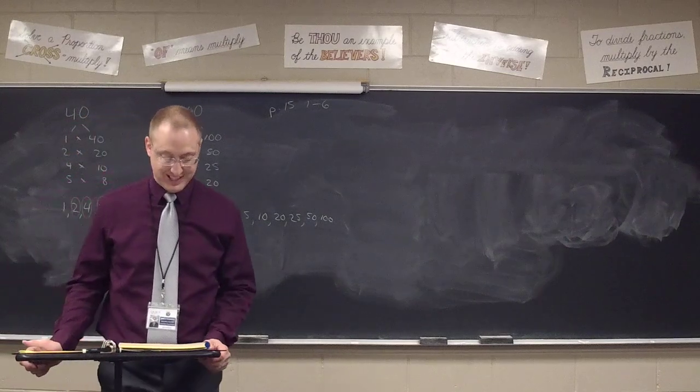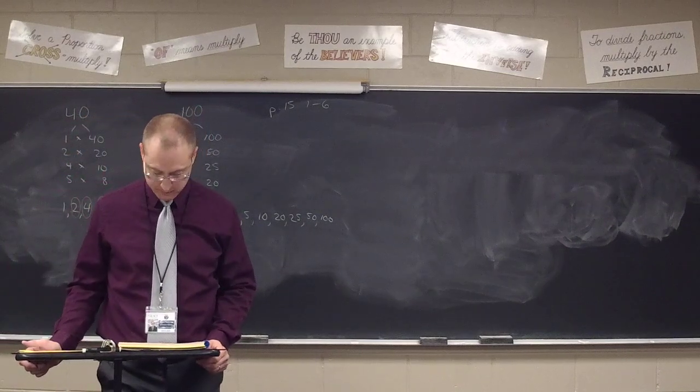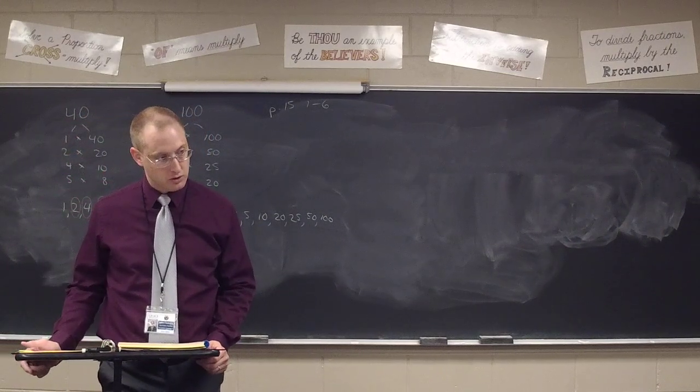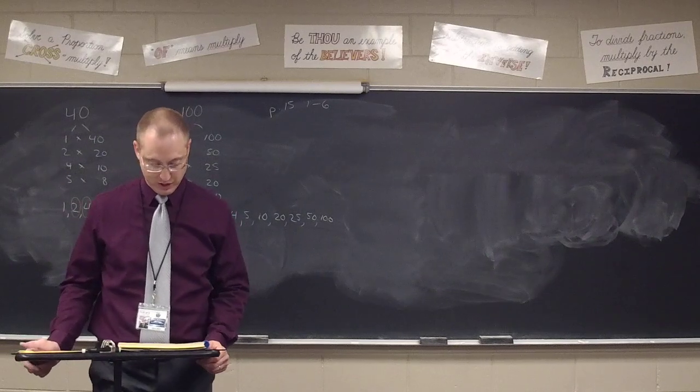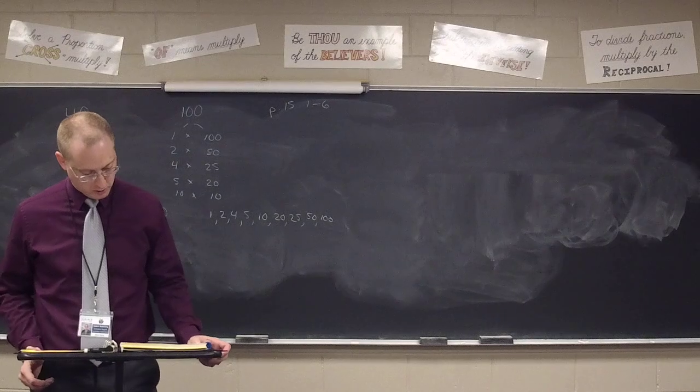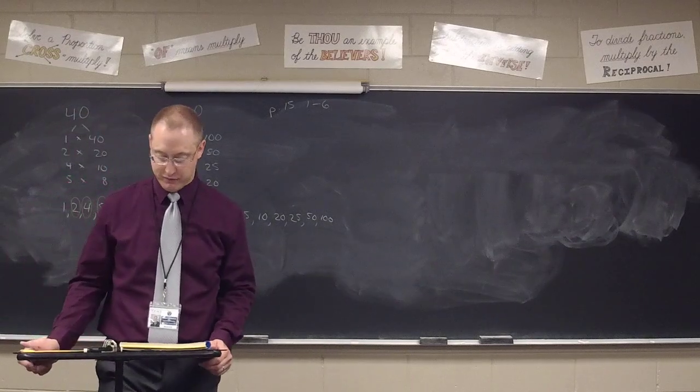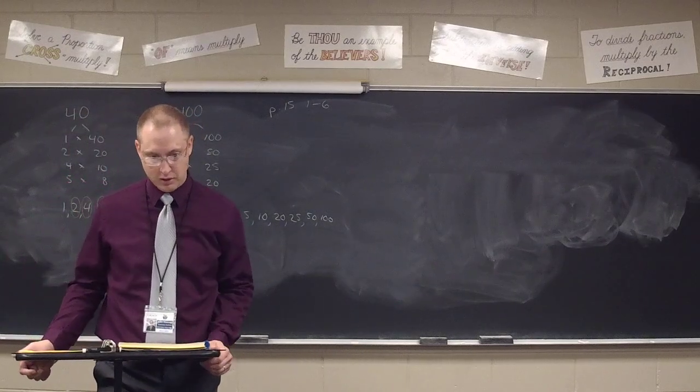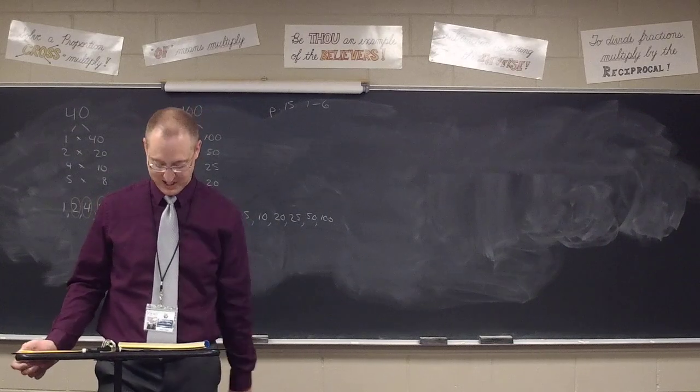For number 3, the 10 had 4 factors. Griffin? 1, 2, 5, and 10. And then the 15 right below it also had 4 factors. Paige? 1, 3, 5, 15. Good. Where the common factors were? 5 and 1. So 5 is the greatest common factor.